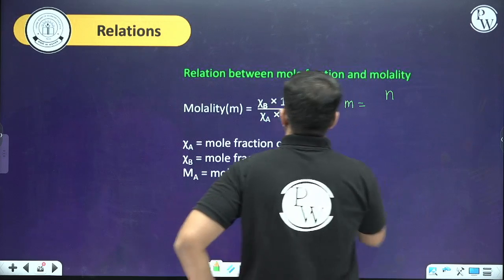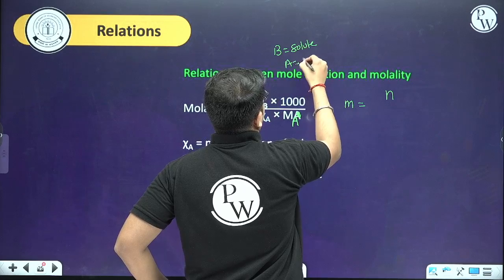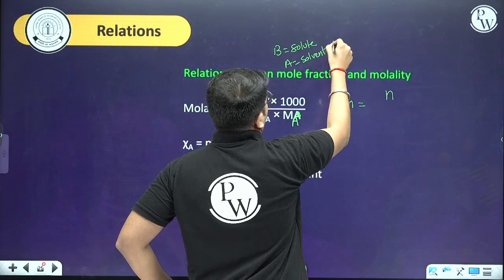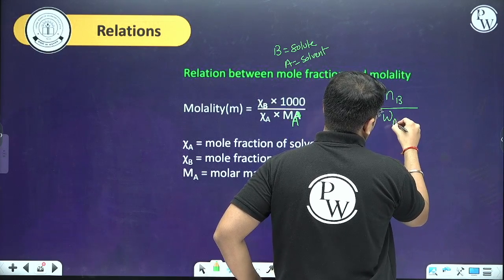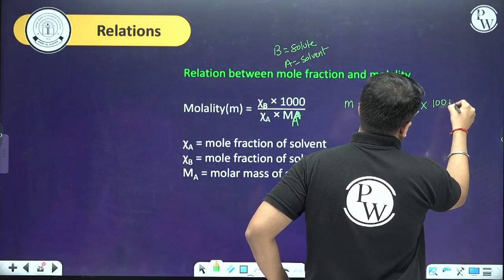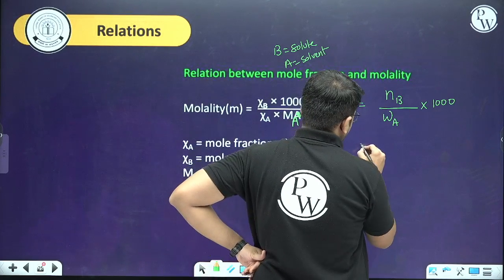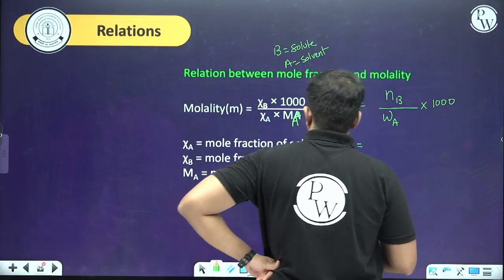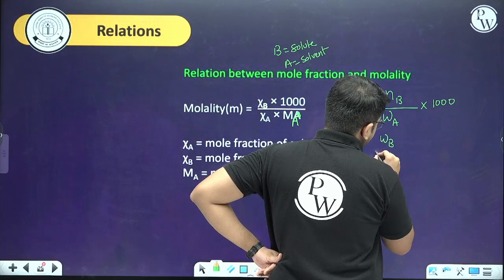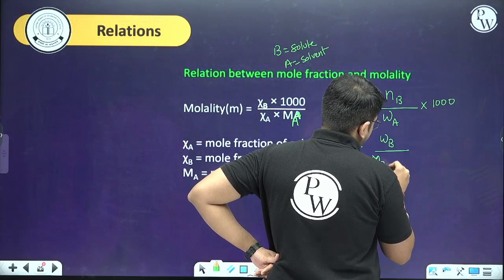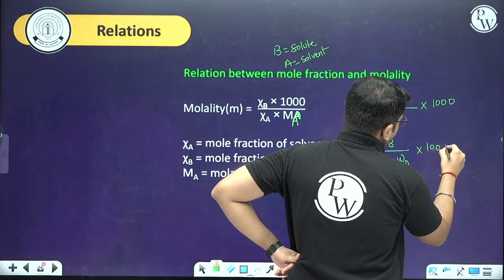So in this case, B is solute and A is solvent. So I can say this is NB upon W of A multiplied by 1000 if it is in grams. Okay, so what can we do? We can say that this will be WB upon MB multiplied by WA multiplied by 1000.